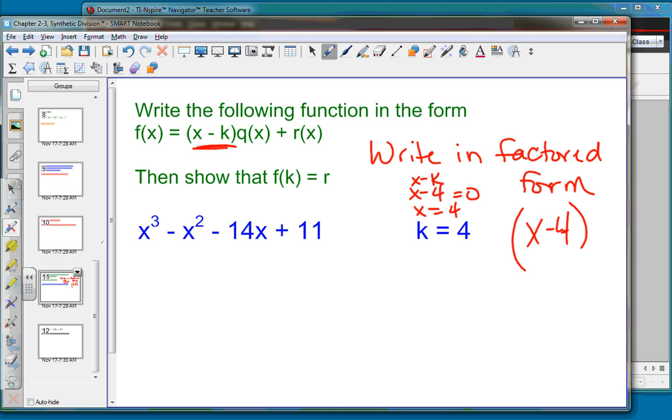We know k equals 4. This q of x is the part that you get from synthetic division. Q of x is your polynomial after you've done synthetic division, and r of x is simply your remainder. So let's do a problem so you can see how to write this.